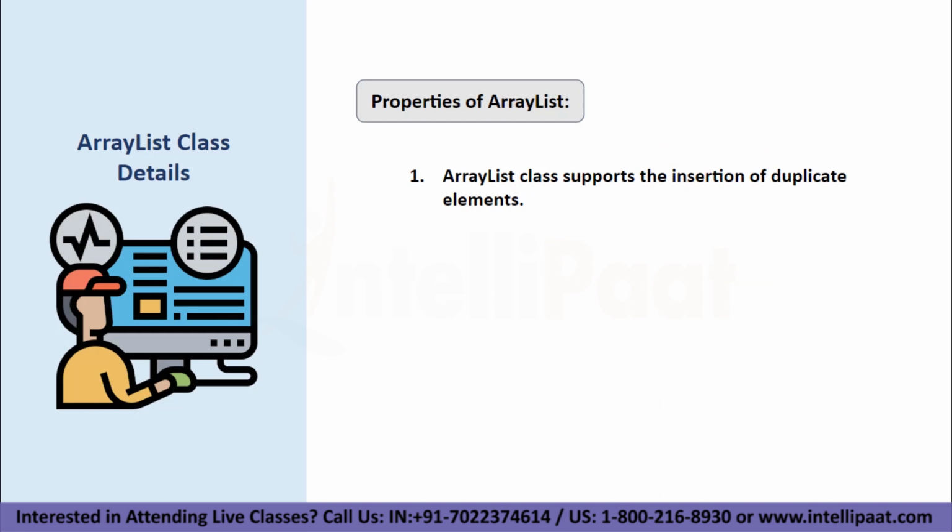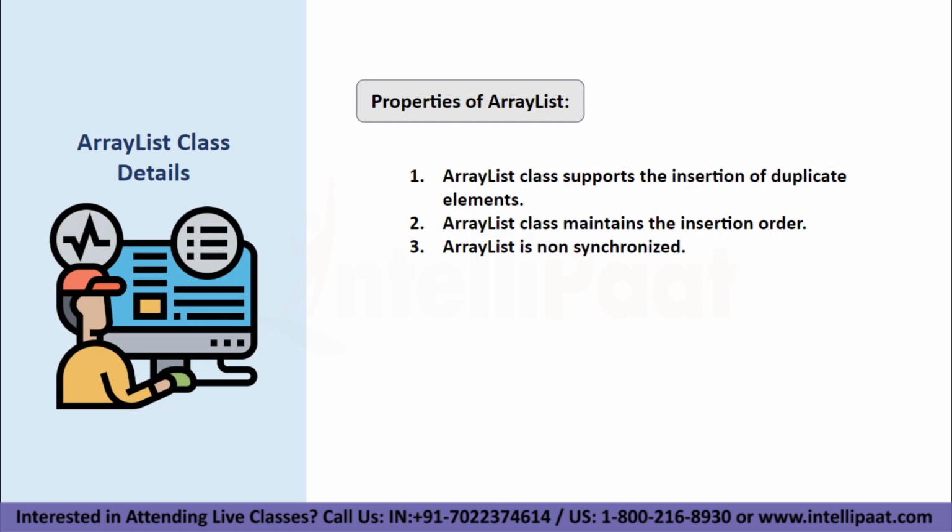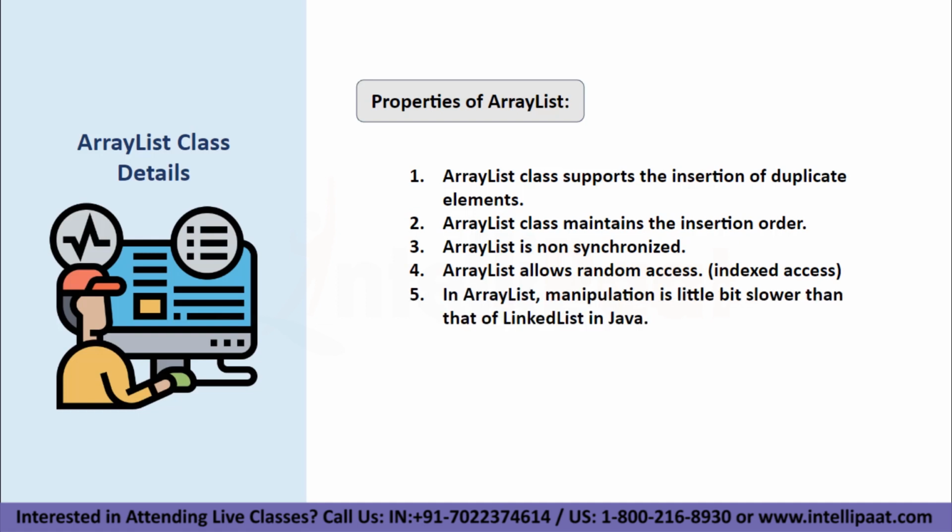The first property we have on our list is that the Java Arraylist class supports the insertion of duplicate elements, which we have seen previously. Also, the Java Arraylist class maintains the insertion order and it is completely non-synchronized, which means it is not thread safe. Java Arraylist allows random access too, as it works on index basis. The next important property conveys that in Arraylist, manipulation is little bit slower than the linked list in Java because a lot of shifting needs to happen if any element is removed from the Arraylist.